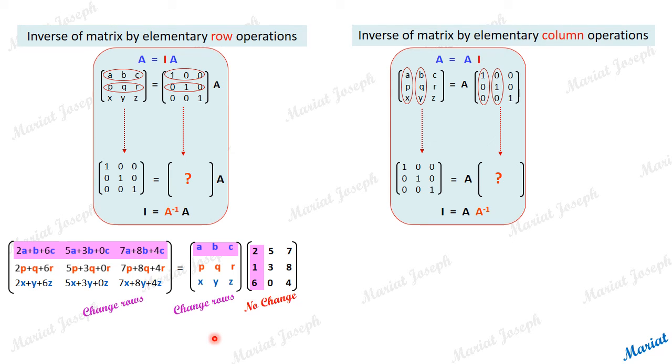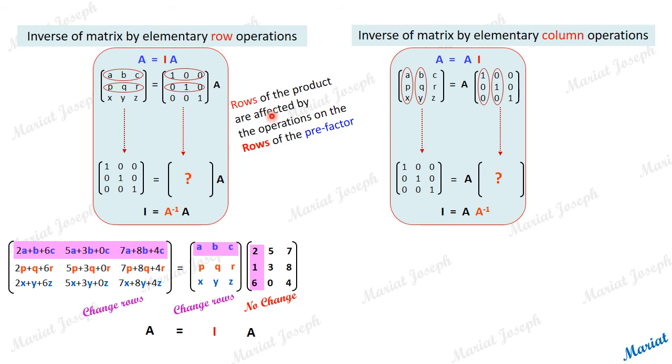So it is clear that even if we do not change the post factor, if we keep it intact and do the operation only on one of them, then exactly the product also gets the same effect. If you interchange these two rows on one of these matrices, that is, on the prefactor, the product also gets the same change. That's what this numerical example says. Hence, during this process, we keep I in the prefactor position and A in the post factor position to keep the A intact. So, rows of the product are affected by the operations on the rows of the prefactor.